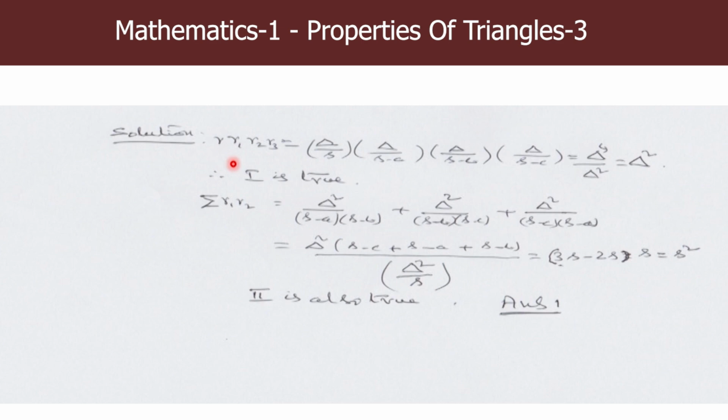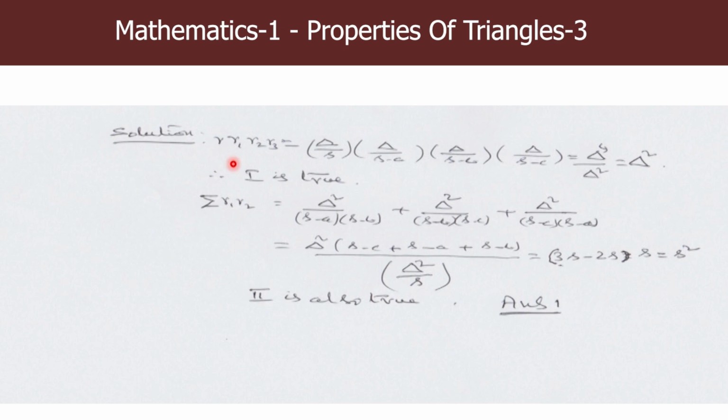And r1 r2 you will calculate. r1 is delta by s minus a, r2 is delta by s minus b. So r1 r2 is delta square by s minus a into s minus b. Similarly, r2 r3 is delta square by s minus b into s minus c. And r3 r1 is delta square by s minus c into s minus a. So when you add, that is delta square into s minus c plus s minus a plus s minus b, that is 3s minus 2s into s, which is nothing but s square. So 2 is also true. So therefore, the correct option is number 1.